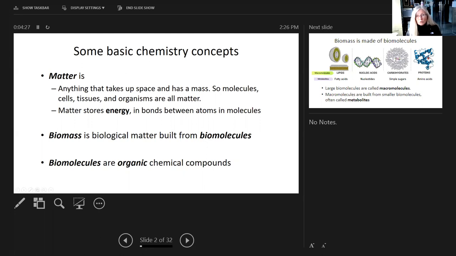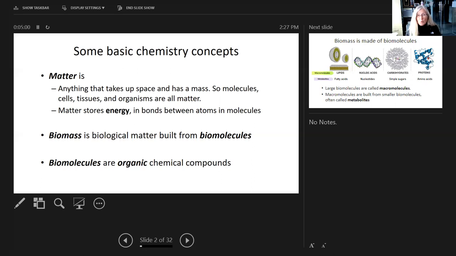So matter stores chemicals that can be used, organic chemicals that can be used for building blocks, and it also stores energy. Biomass is matter that's made out of biomolecules. So this is biology, what can be considered biomass. Maybe a better word would be biomatter, but nobody calls it that, so we're going to call it biomass. The definition is the mass of all the organisms that are found in a community of organisms, which is also a very broad definition.